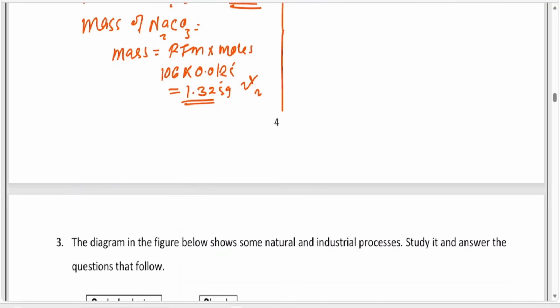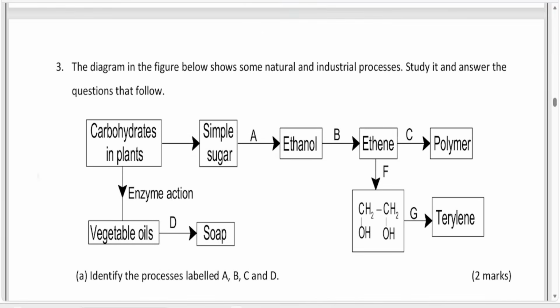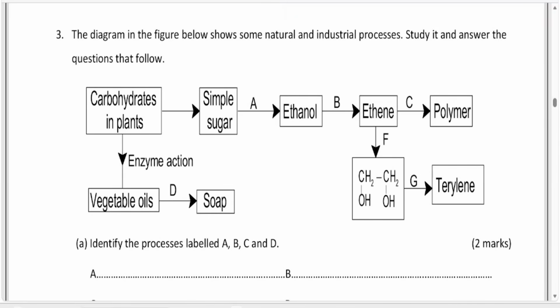Moving to the next question, the diagram in the figure below shows some natural and industrial processes. Study it and answer the questions that follow. We need first to analyze the flow chart for us to be in a position to understand it. These are carbohydrates in plants.